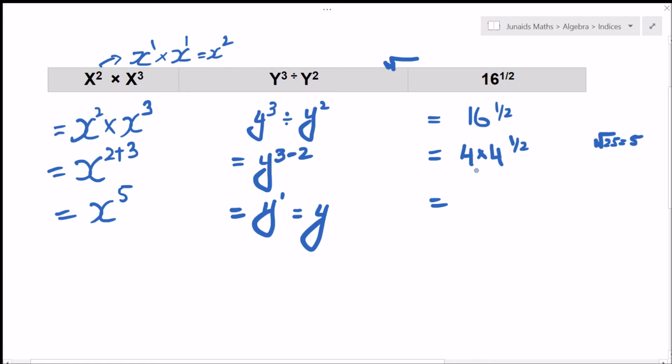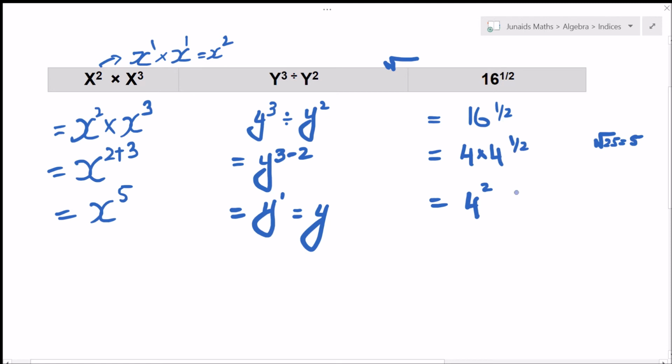The next step is, as you know, that 4 times 4, what we have seen here, that the same number times same number gives you a square at the top. So we can write this down as 4 to the power 2, because we have 2 4s being multiplied.